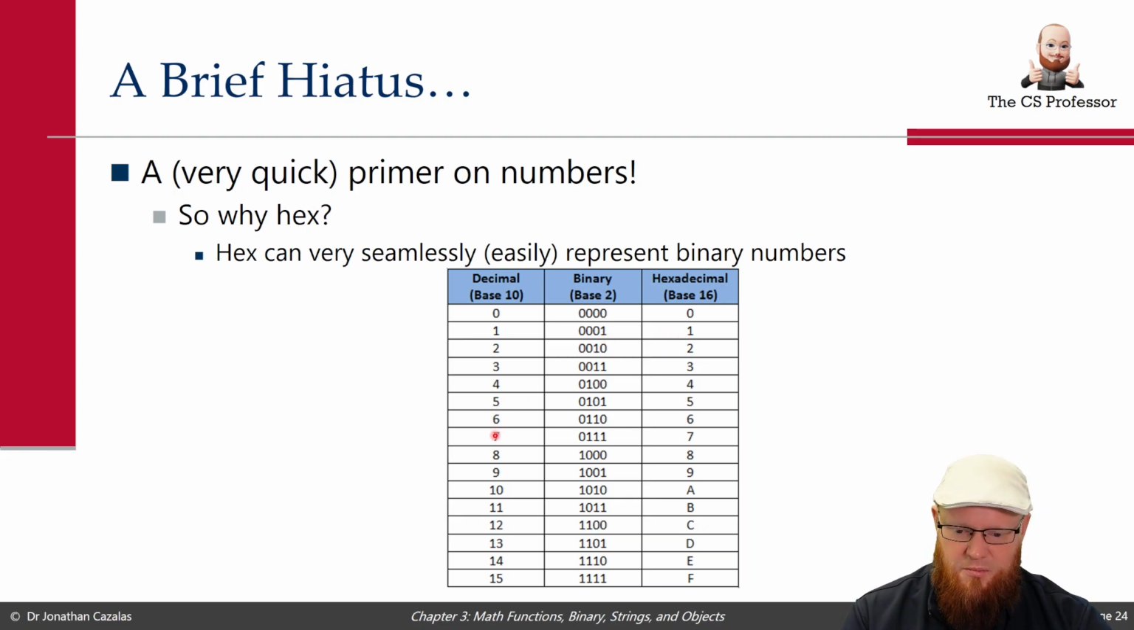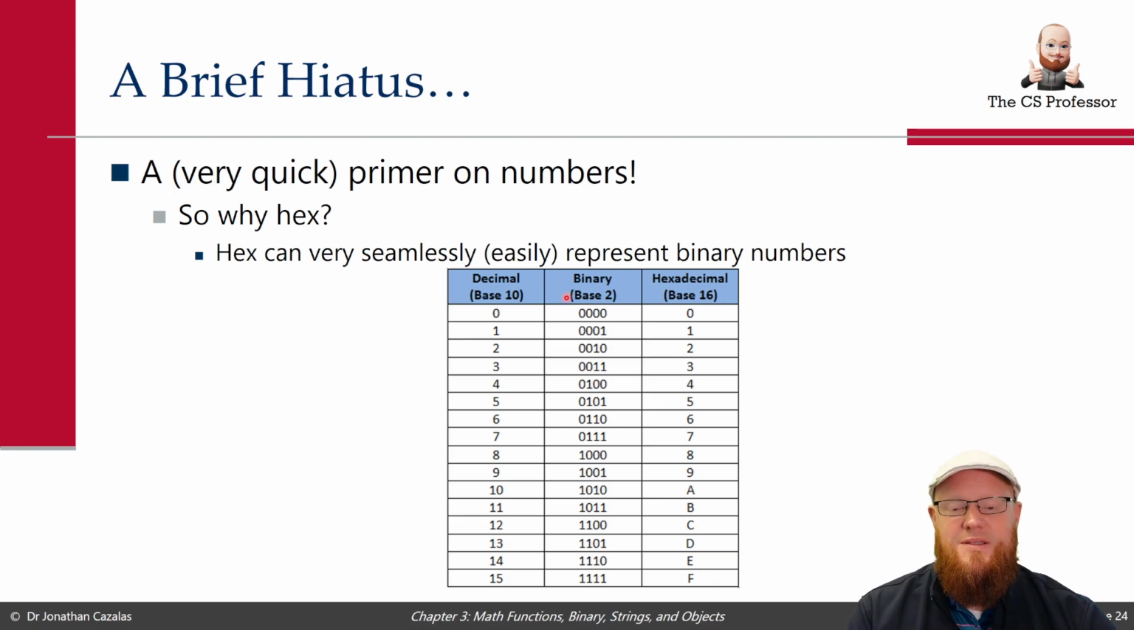Let's come to number 7. 7 in decimal is 0111 in binary, but it's just 7 in hexadecimal. So decimal and hexadecimal, from 0 to 9, they're the same. But now the decimal value 10 is the same as A in hexadecimal, all the way to 15. The decimal value of 15 is F in hexadecimal. Again, why is this valuable?